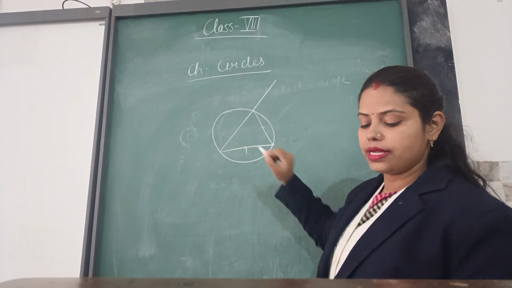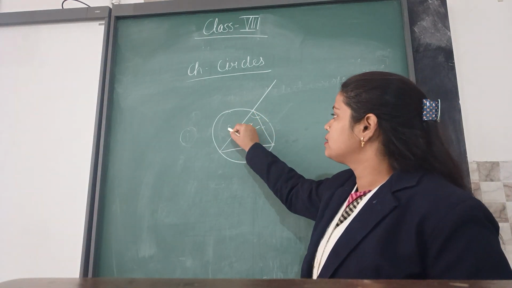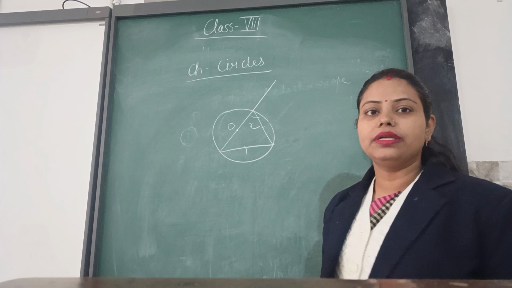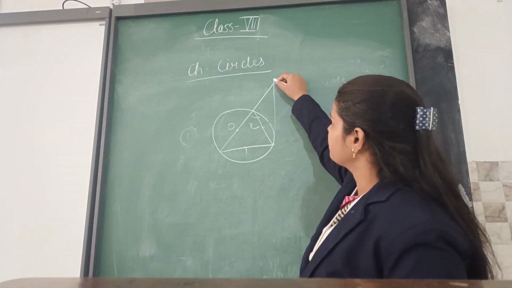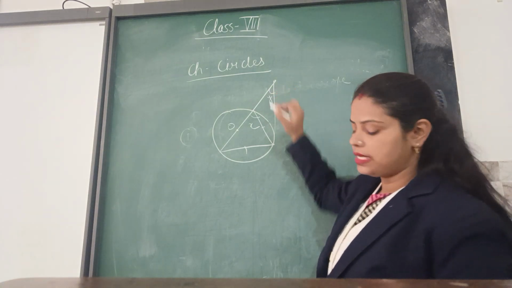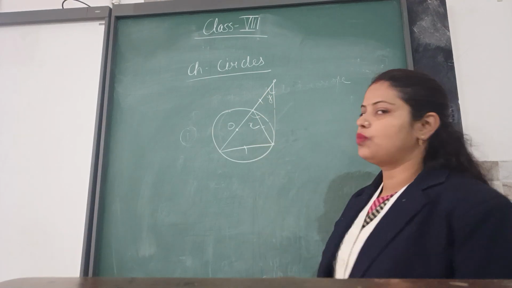This side and this side are given equal. This angle is marked to be x. This is O, which states that this is the diameter. O is the center. And here, this line and this line is joined. And this angle has been given as y. So then we have to find out the value of x and y.